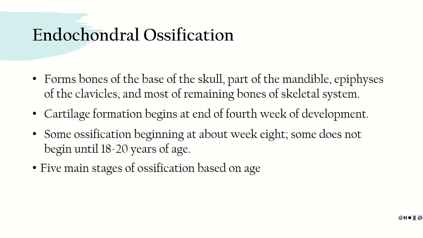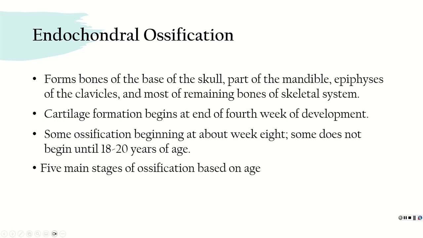So in endochondral ossification, this is where we're forming bones like in the skull, the mandible, epiphyses of the clavicle, and so forth. It starts in the 4th week of development, so very early on. And then we have ossification of that cartilage from the 4th week, starting at week 8. But this tissue doesn't truly begin to ossify until you're about 18 to 20 years of age. So this is what we traditionally think of, those growth plates ossifying and growth stops. This is what we're really referencing here.